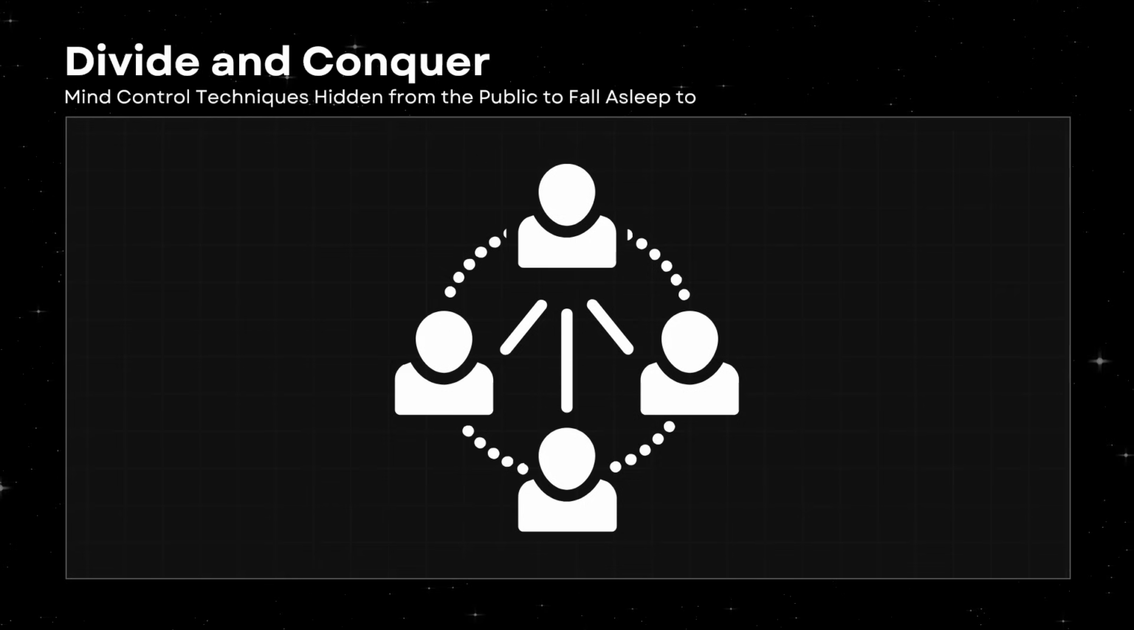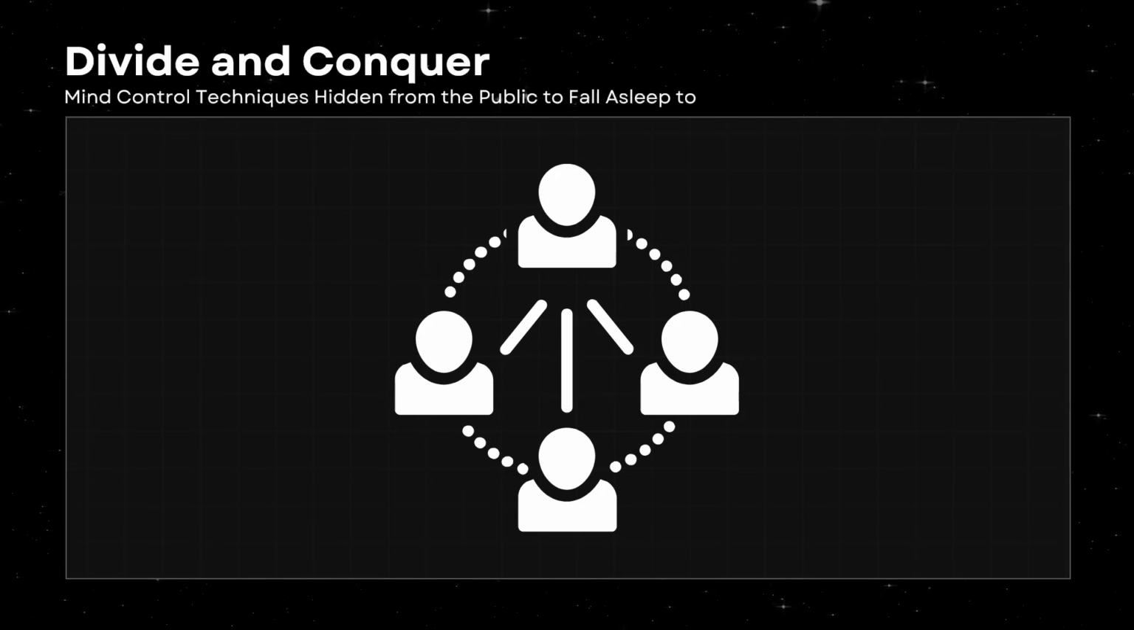Divide and conquer is a method used to keep people from working together. It breaks large groups into smaller ones, then turns those groups against each other. The goal is to stop unity. If people are busy fighting each other, they won't challenge those in control. They stay distracted. They use energy on side battles. The real problem, the structure above them, remains untouched.